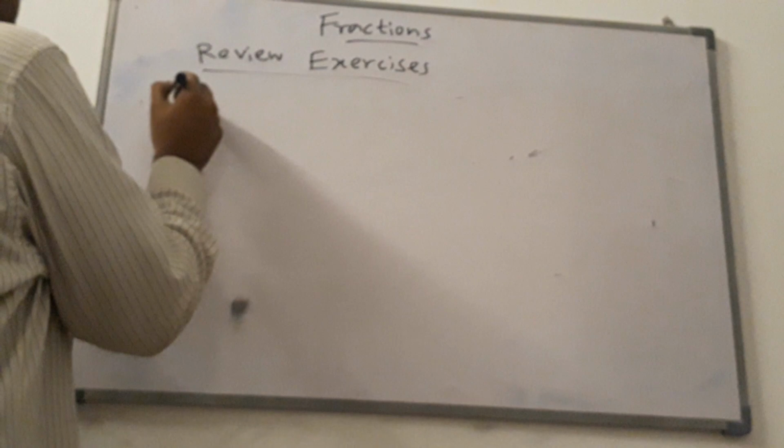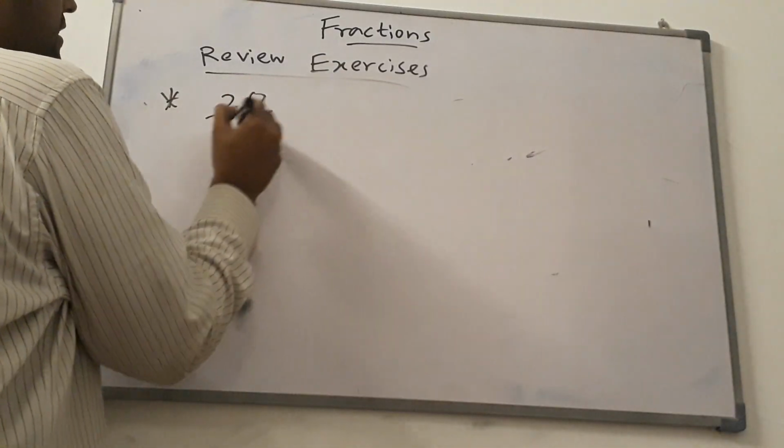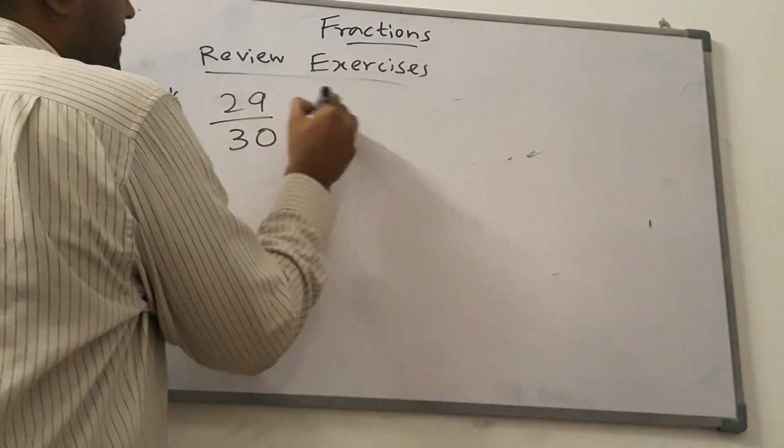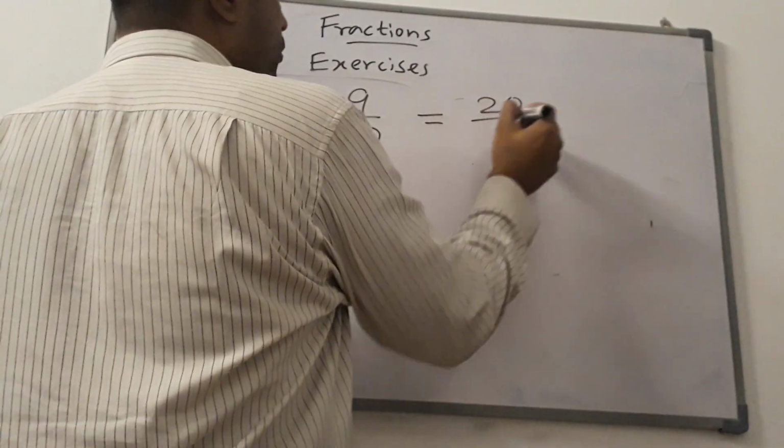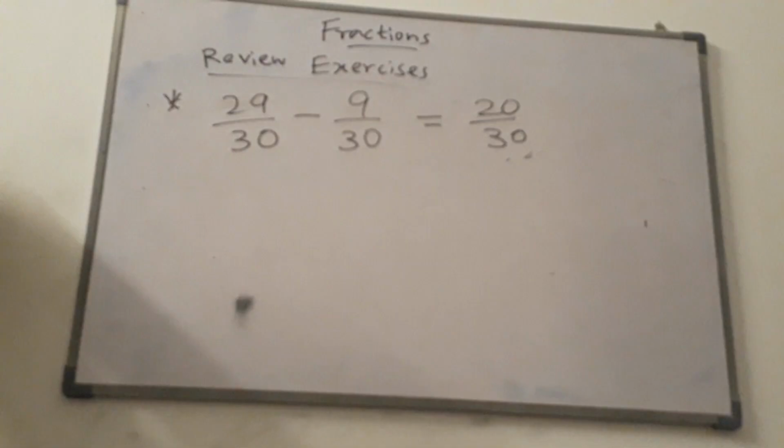Suppose a sum like this. 29 divided by 30 minus 9 divided by 30. Okay, when we subtract this, 29 minus 9 is 20 over 30. Is this the final answer?